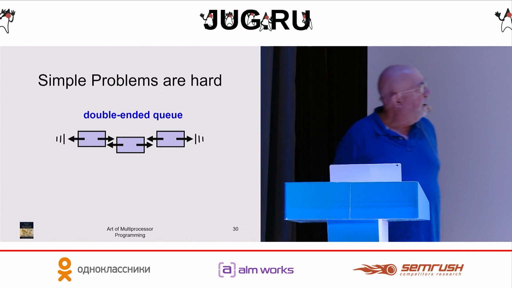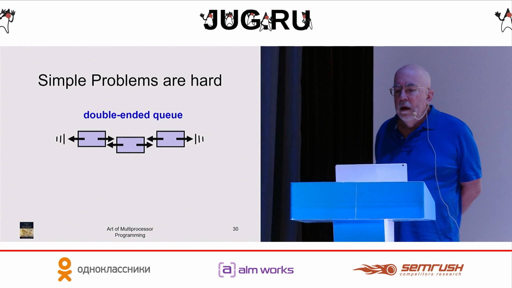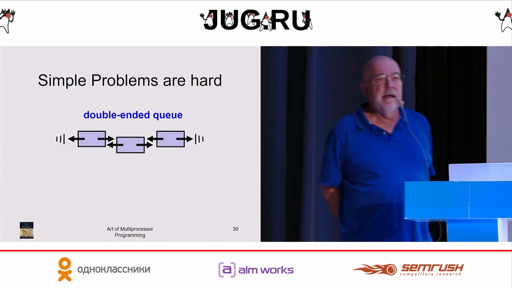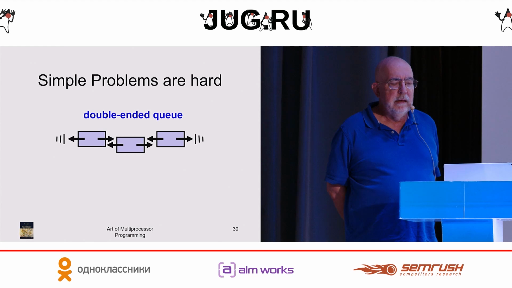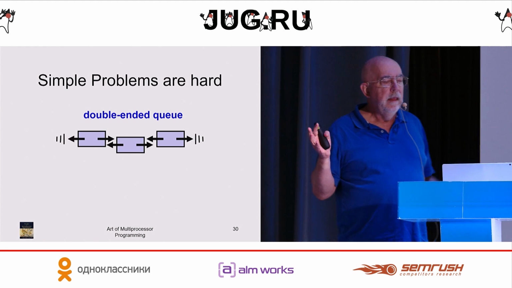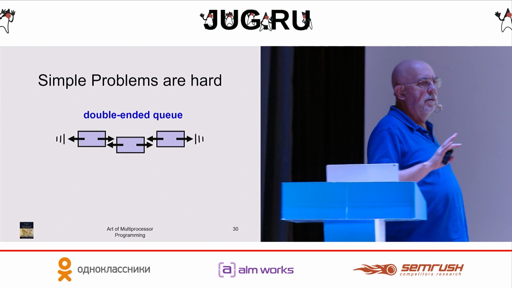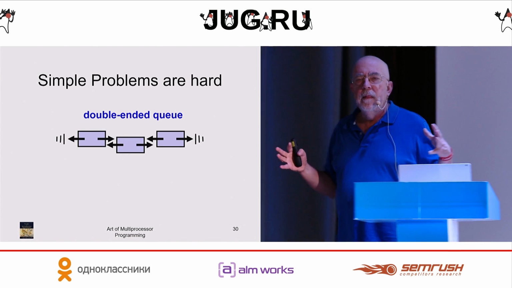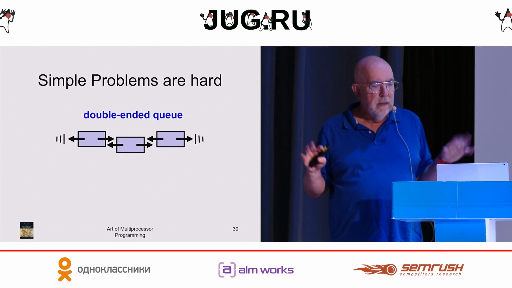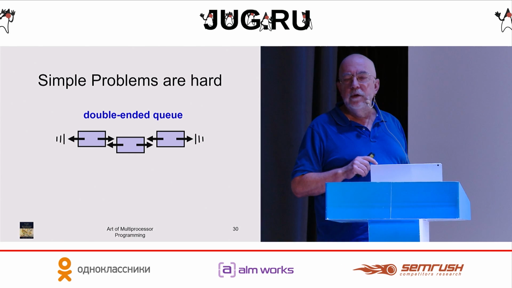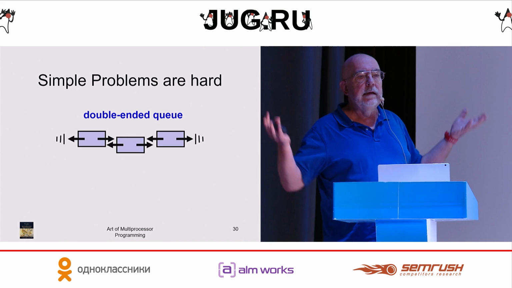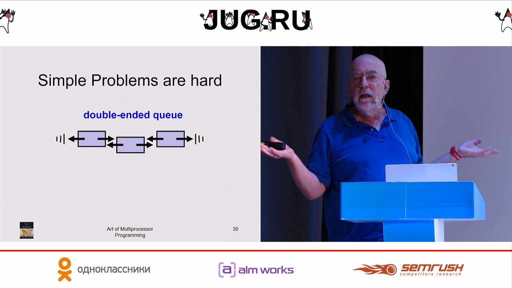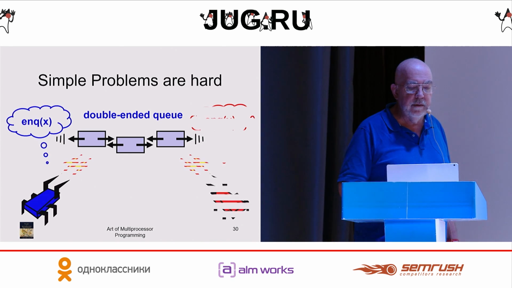There's another issue which is hard to quantify in a scientific sense, but I think everybody understands this intuitively, and that is that simple synchronization problems that you can explain to any high school student are actually quite difficult to solve. For example, here is a double-ended queue. A double-ended queue is a data structure where I can enqueue or dequeue from either end. This is a natural data structure for many applications.